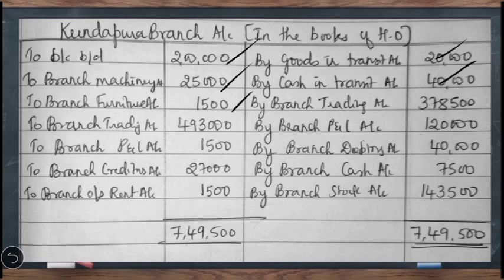The first incorporation entry was for incorporating the debit item. The entry was branch trading account debit to Kundapur branch account. So here it will be by branch trading account 3,78,500. Then for incorporating the credit item, the entry will be branch account debit to branch trading account. After that, for incorporating the debit items of profit and loss account, the entry is branch profit and loss account debit to branch account 1,20,000. Then the next incorporation entry for incorporating the credit items of the profit and loss account, branch account debit to branch profit and loss account.